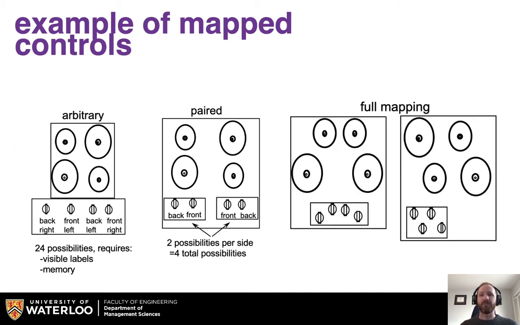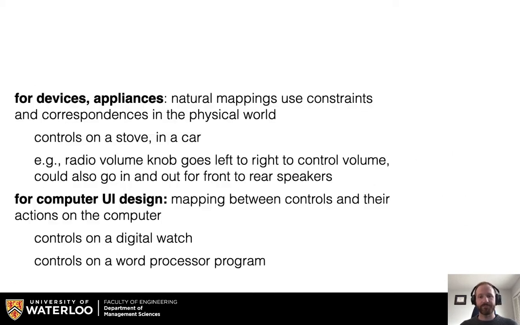And you could think about a full mapping. Here, you've got a full arrangement that is mirrored in the control space as well as the output or system space. And this way, you have a much higher likelihood of being able to see what the mappings are. It's 1-to-1 in this case, and that's represented visually and through locations.